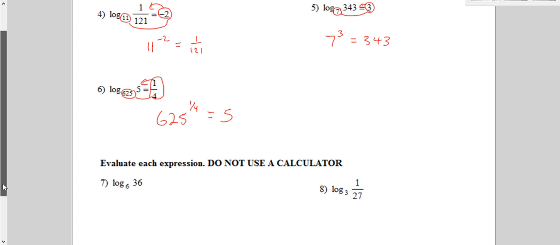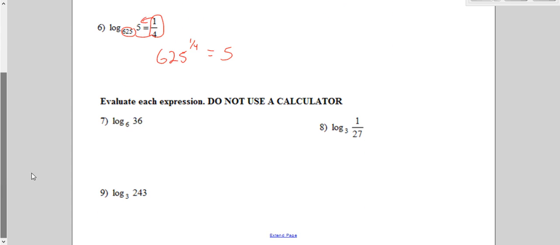Okay? Now let's go down, and we're going to evaluate each expression here using the same understanding. But here we're equal to some unknown value. And so we're going to use the same process that we did up here to evaluate the expression. So 6 to what expression? So 6 to the unknown exponent will equal 36. And basically you just have to think, okay, 6 times 6 is 36, so that was 2. So our answer here is 2.